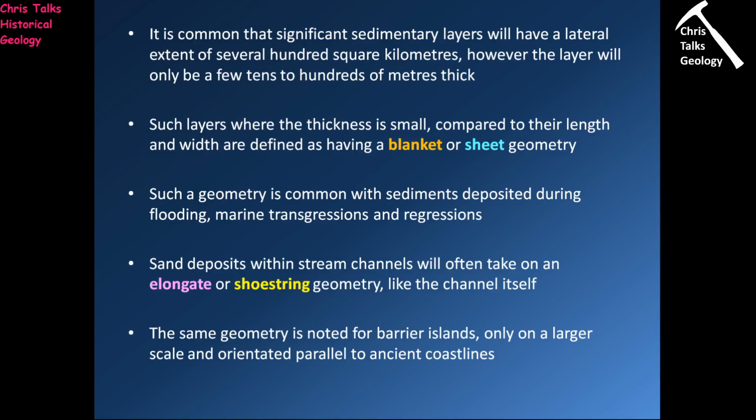However, we do have to be careful, because you can also get elongate or shoestring geometry formed by barrier islands. A barrier island is essentially a sandbar that forms off the coast, so it runs parallel to the coast. What you end up with, in the rock record, is a linear body of sand. Most of the time you can tell the difference, because an ancient river will wiggle around all over the place. It will meander. A barrier island, on the other hand, tends to be a more linear feature, more straight. So if you have enough outcrops that you can map, you can work out the geometry of it, and you can say, right, is this a river or is this a barrier island?